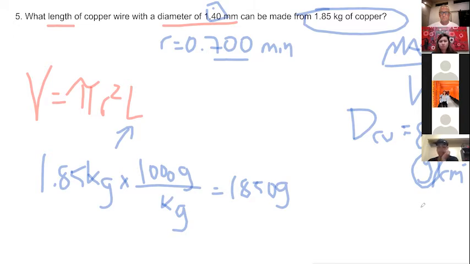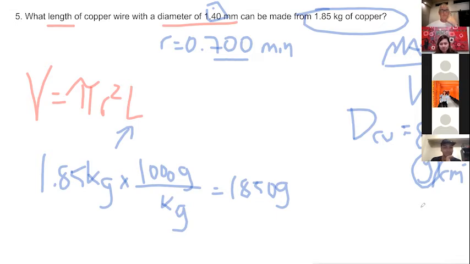Now, do I put a decimal at the end of 1850 or not? Take a look at the number of kilograms we have. How many significant digits in the number of kilograms? 3, right. So do we put a decimal at the end of 1850? No, because there's only three significant digits there.